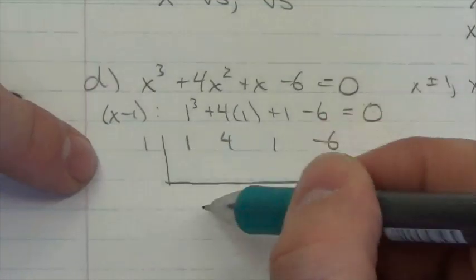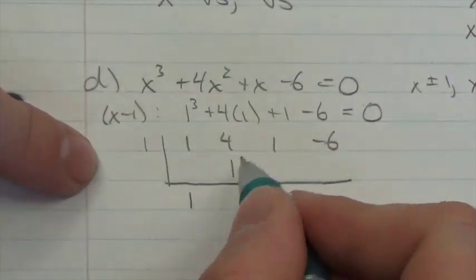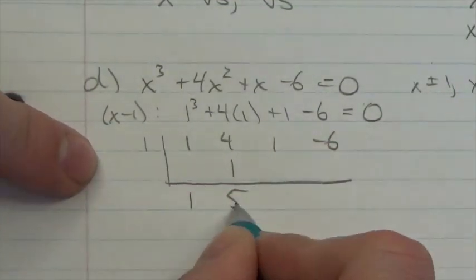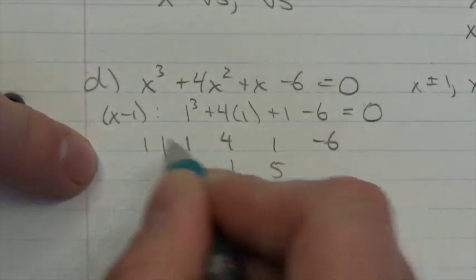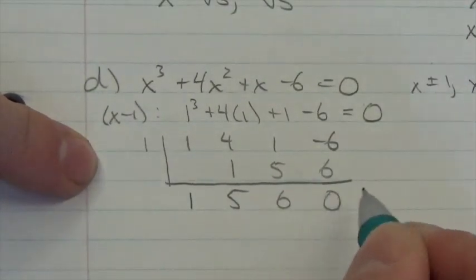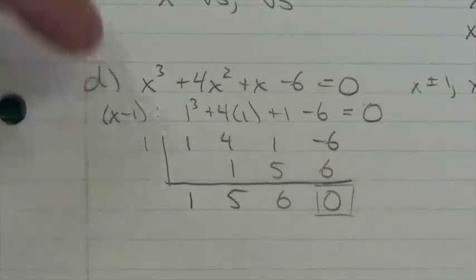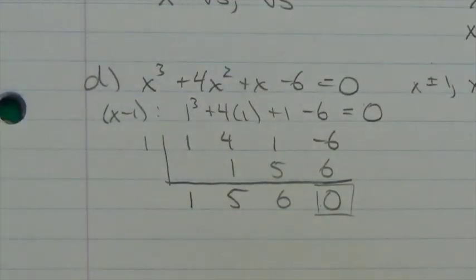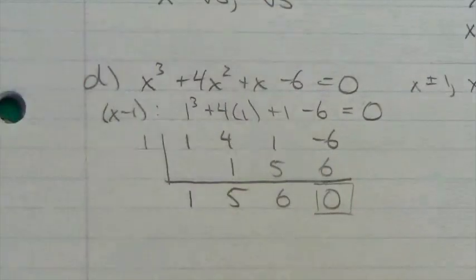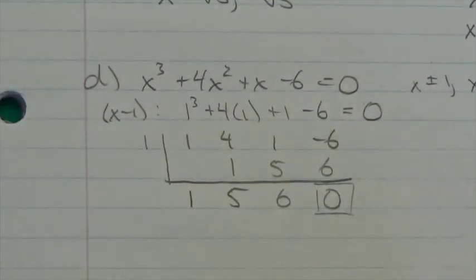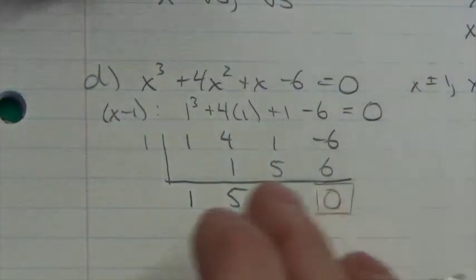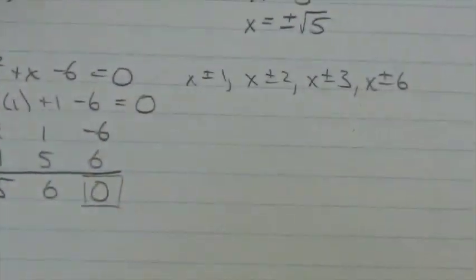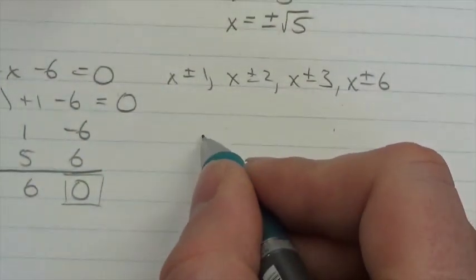Okay, and now I'm going to bring down the 1, multiply, and then add. Multiply and then add, multiply and then add. And I get a 0 down here, and that's fine because that's the remainder, and I knew that was supposed to be 0. So we've gone over synthetic division in an earlier lesson here, so now we're just utilizing that tool.